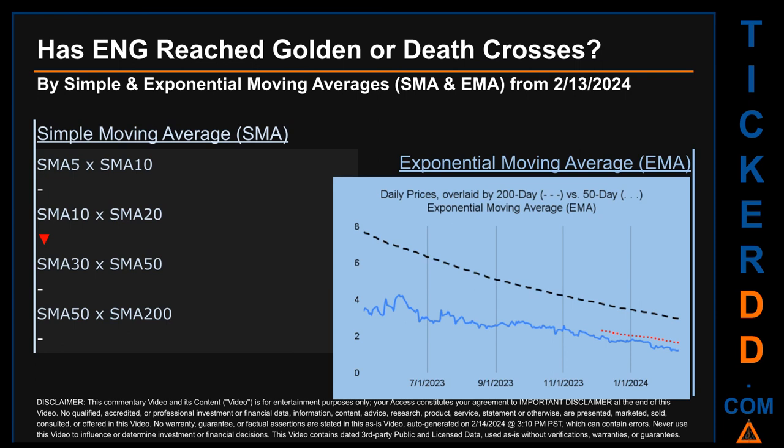Continuing with SMA, we looked across the 5 to 10, the 10 to 20, and the 30 to 50-day ranges to see if golden and death crosses had been reached. We found a death cross signal for the 10 to 20. We could not find either a golden cross or a death cross signal for the 5 to 10, the 30 to 50, or the 50 to 200.